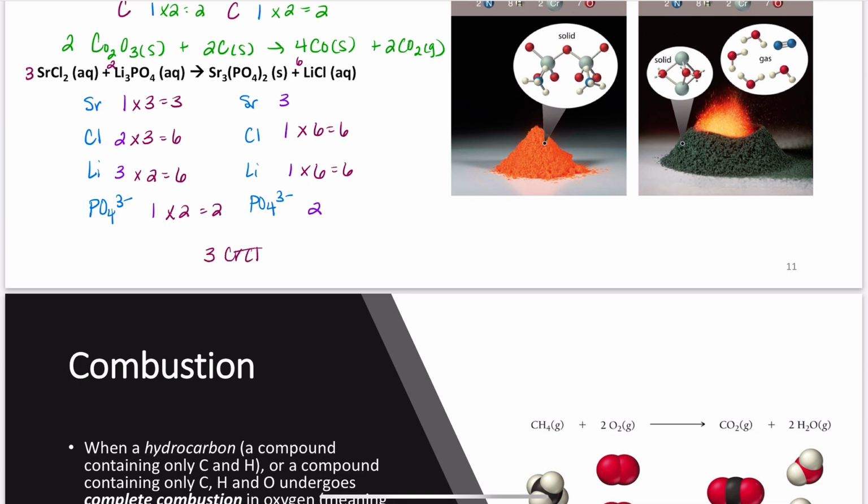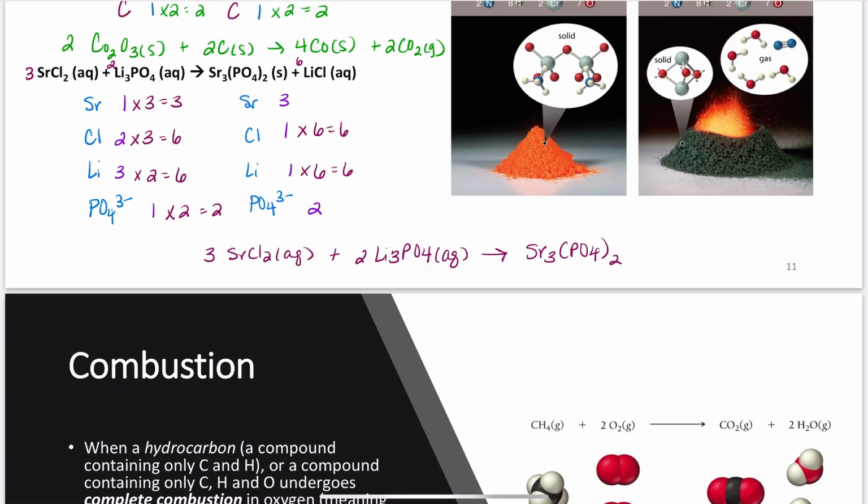So 3 strontium chlorides. Remember, aqueous means it's dissolved in water. 2 lithium phosphates. That's also dissolved in water. It's aqueous. It's what's allowing these things to react. This will form solid strontium phosphate.